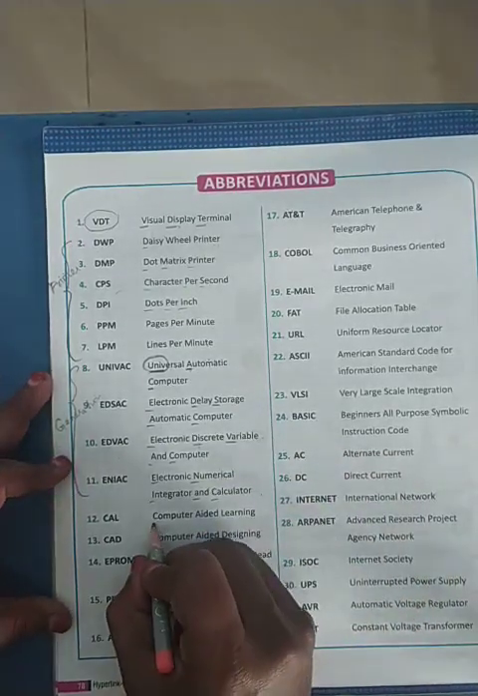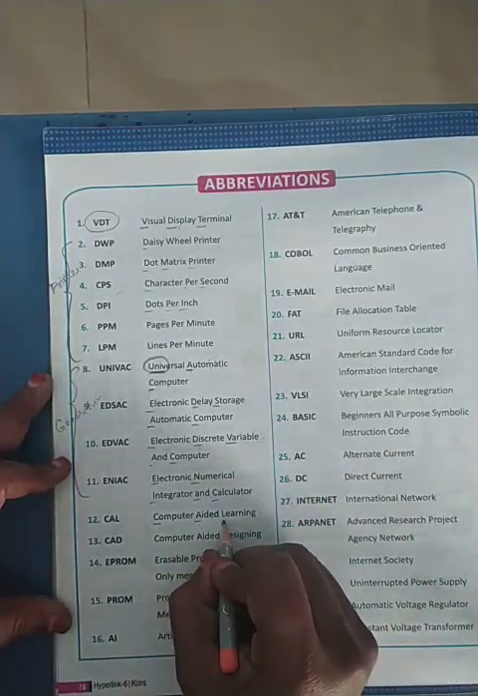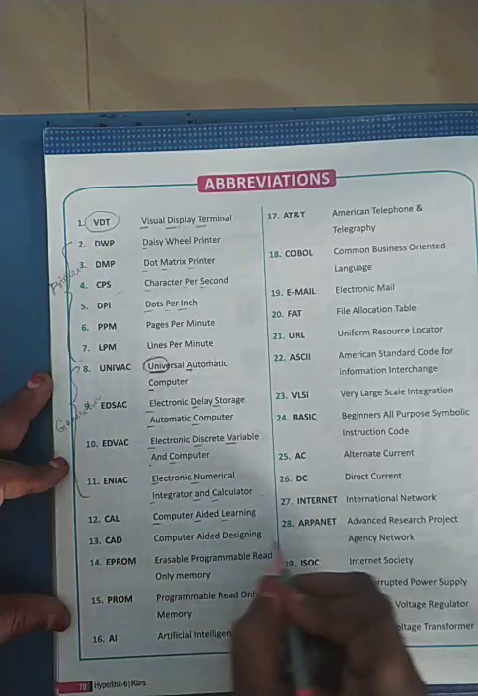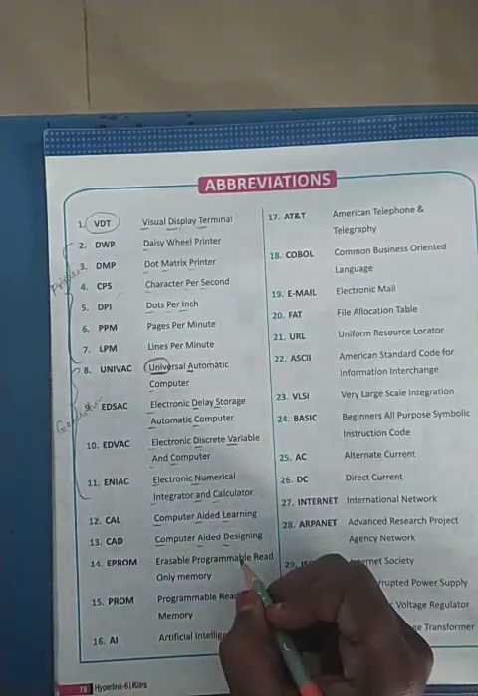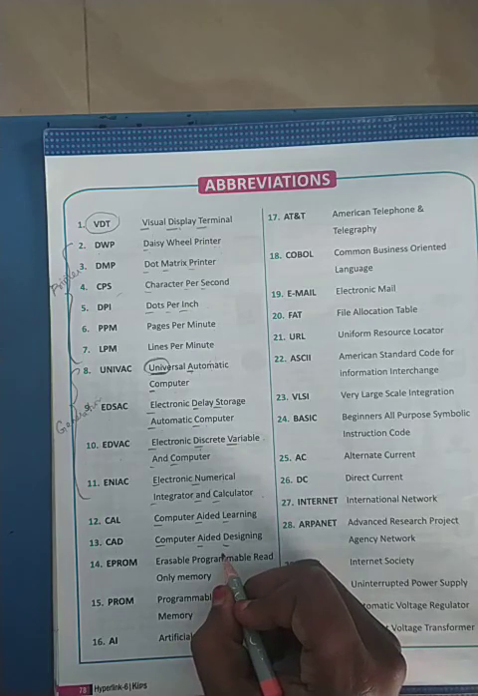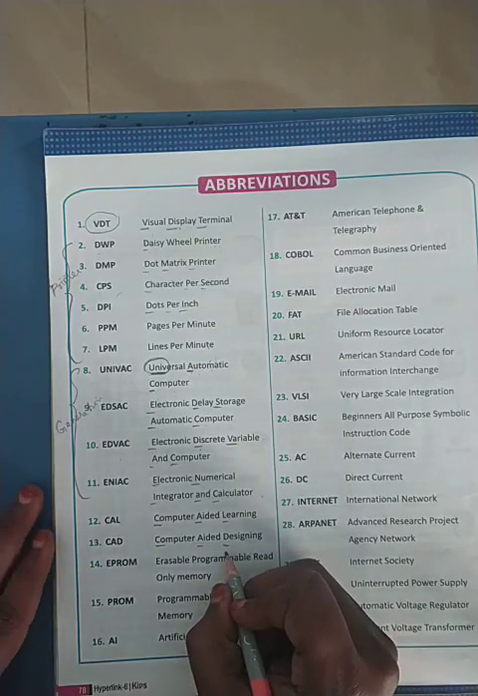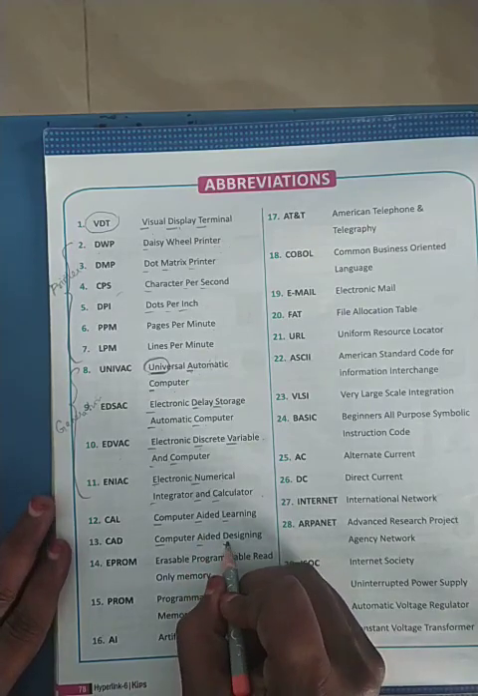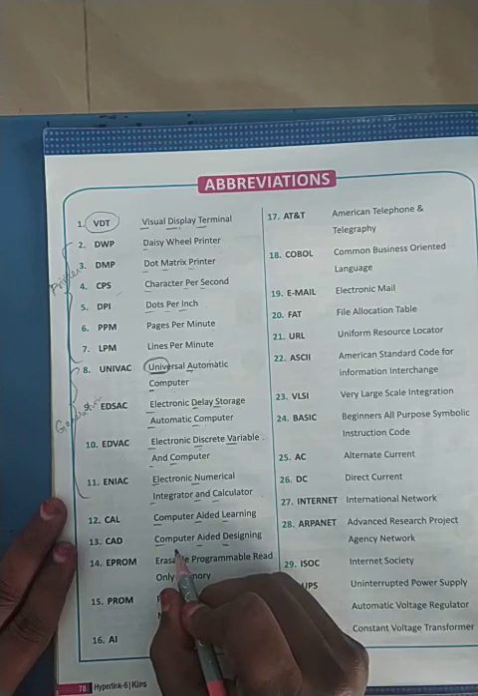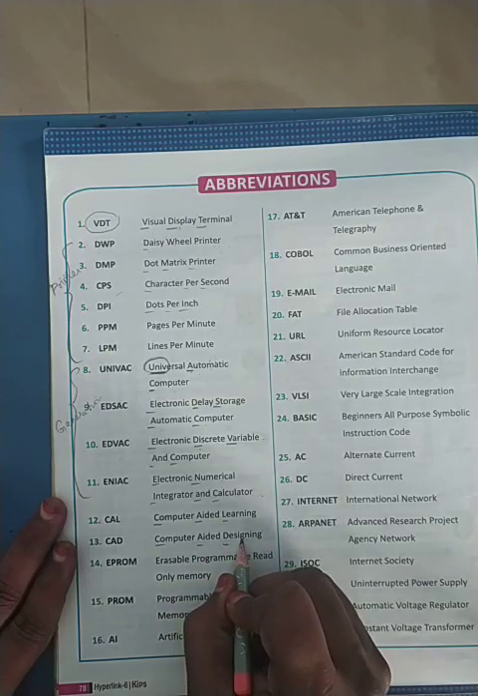Then what is CAL? CAL is Computer Aided Learning. What is CAD? CAD is Computer Aided Designing. This CAD is very, very useful nowadays for the designing of vehicles, anything. All the small machines, all these are designed using computer aided designing.